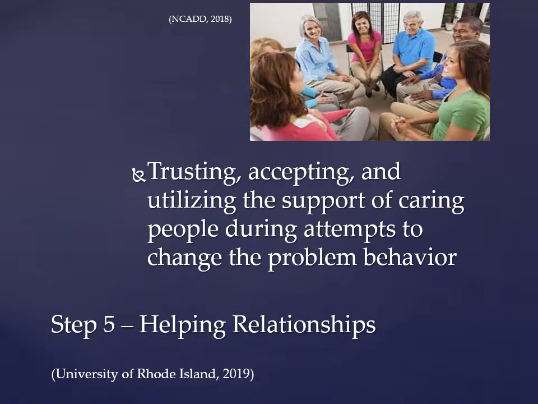Step 5, helping relationships. This involves trusting, accepting, and utilizing the support of caring people during attempts to change the problem behavior. Support groups are crucial to many people in order to achieve success in behavioral change. Many groups utilize support groups, such as alcoholics, who utilize Alcoholics Anonymous, drug abusers, diabetics. Multiple different medical conditions require support groups. Support groups offer answers to problems and the sharing of knowledge, and most importantly, accountability.